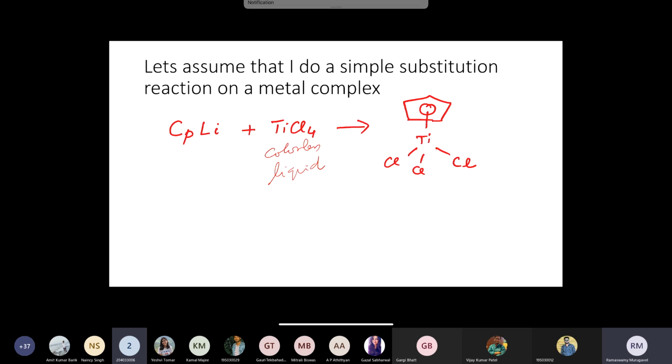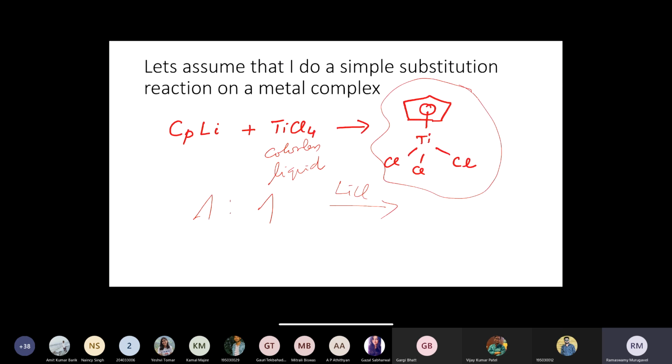Okay. I'm taking this colorless, liquid titanium tetrachloride and reacting it with one equivalent of cyclopentadiene lithium. A 1:1 reaction I do, and I get rid of lithium chloride and make this compound. So this is the intended synthesis. I want to do something else with this later, but the first step of my reaction is this. I have to know whether this product is formed.